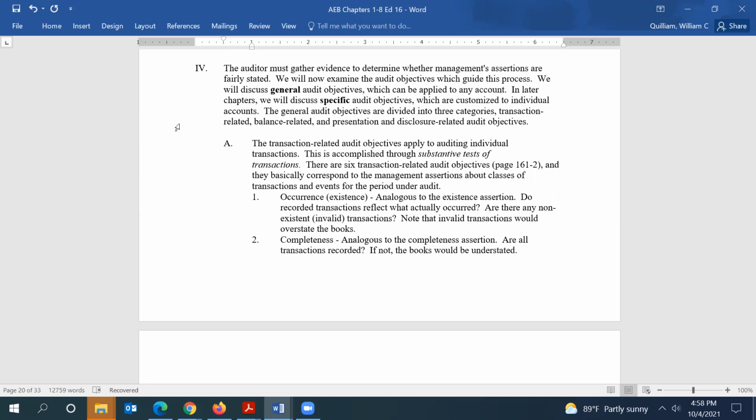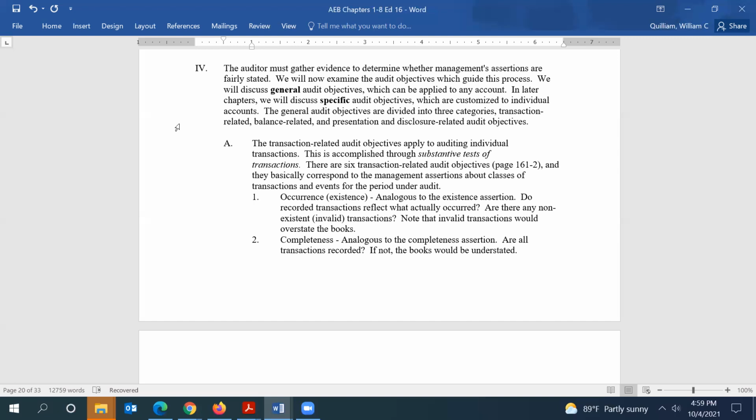So that's where the auditor's work now comes in, by way of evidence gathering. To guide us through the evidence gathering process, we've got some audit objectives. And again, I don't expect you to memorize many lists in this course, but this is one that you really do need to know. Very, very basic terminology for audit. So the auditor must now gather evidence to determine whether management's assertions are fairly stated. And we'll now examine the audit objectives, which guide the process.